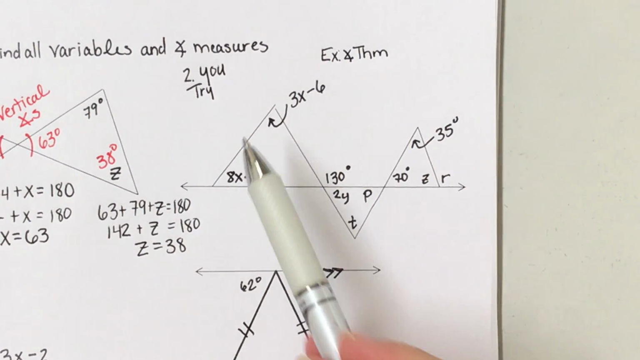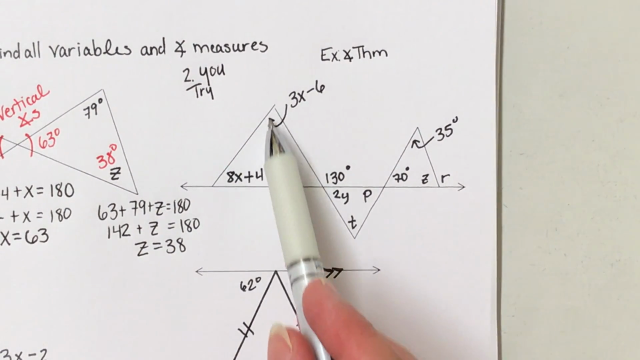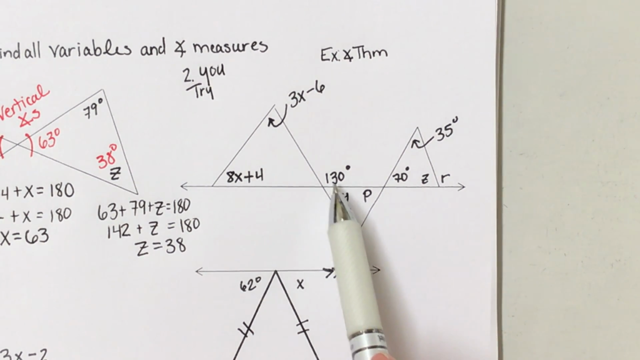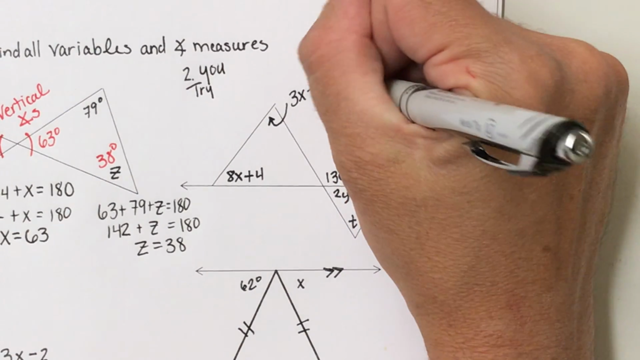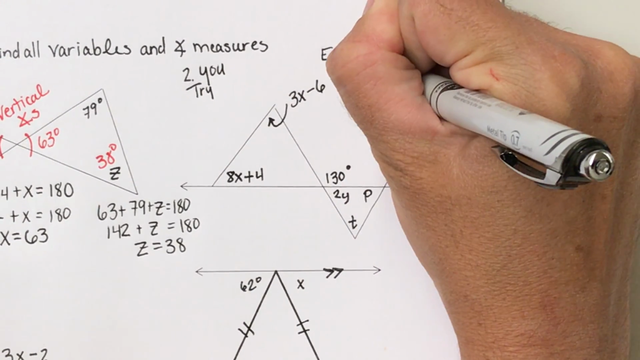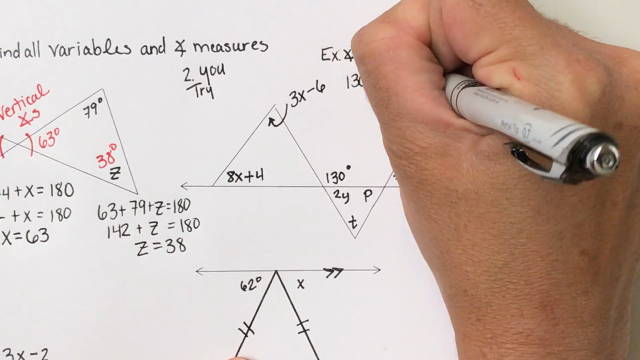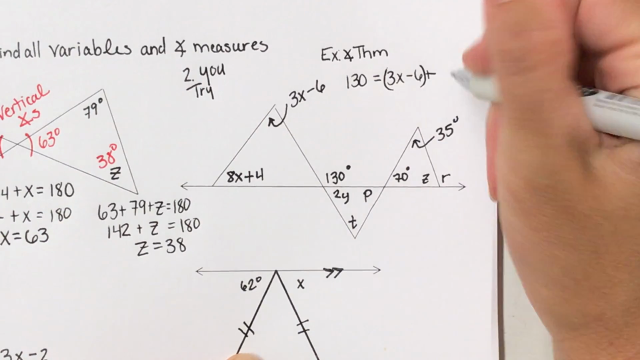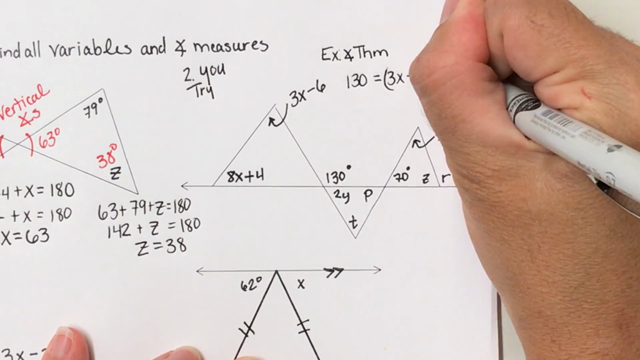So what that theorem says is these remote interior angles are going to add to the exterior angle. So notice here in this picture, my exterior angle has a measure of 130 degrees. So 130 is equal to (3x minus 6) plus (8x plus 4).